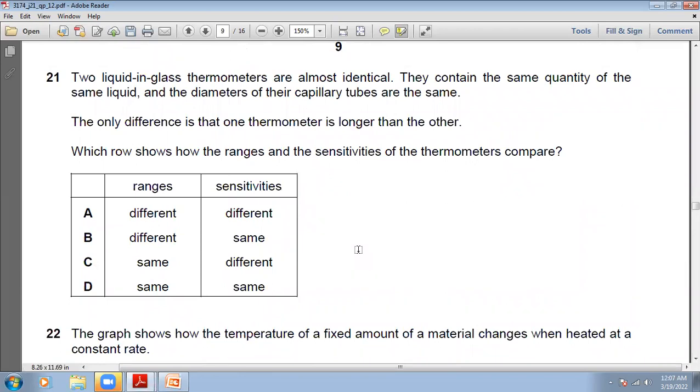Two liquid-in-glass thermometers are almost identical. They contain the same quantity of the same liquid and the diameters of their capillary tubes are the same.